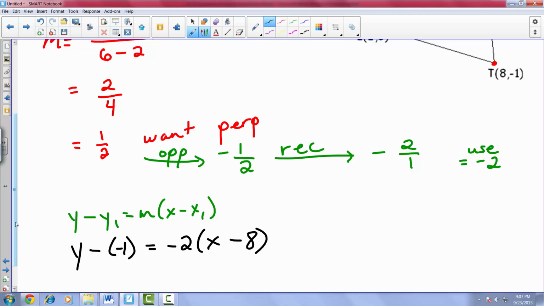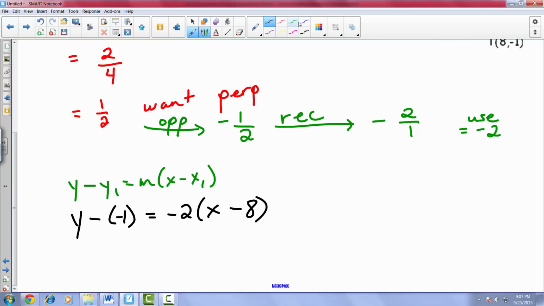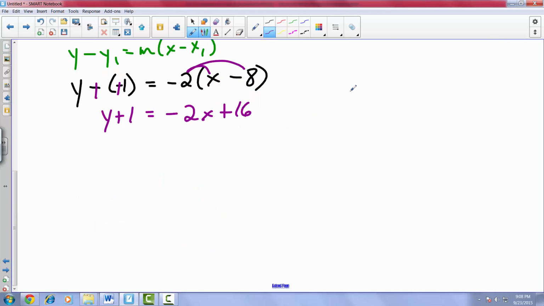And from here, it's pretty much just simplifying things. So the opposite of negative 1, really we're adding that one. So we end up with y plus 1 is equal to, distributing the negative 2 on the right side, negative 2x plus 16. And then lastly, just subtracting that 1 over. When we do that, we end up with y equals negative 2x plus 15.